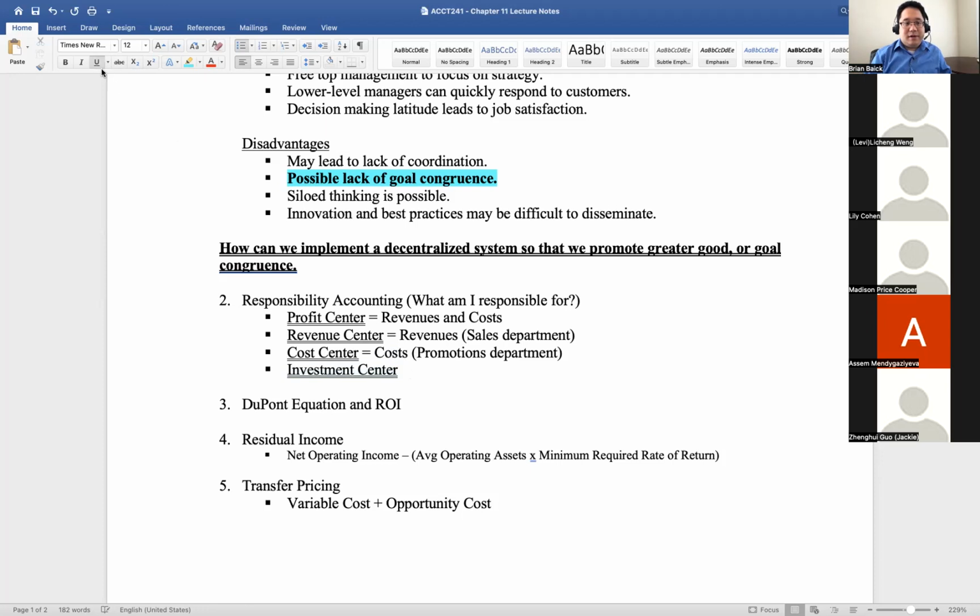Investment center is where you are responsible for revenues, costs, and your investments. So for example, with an investment center, I'm responsible for bringing money in, like making sales. I'm responsible for the money that I spend, my costs. And I'm responsible for investing the extra money I have. Like, am I going to buy a new building? Am I going to invest in new machinery? That's an investment center.